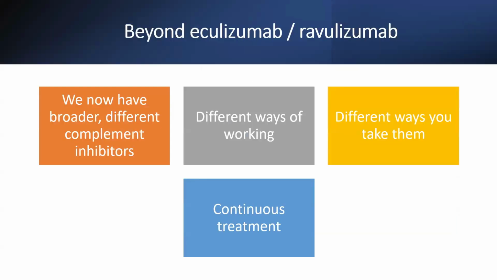And now, finally, this year and a bit more, we have treatment even beyond eculizumab and revolutimab. These drugs are designed to have even broader coverage of these complement proteins, so they're hitting a few more complement proteins than eculizumab and revolutimab are hitting. And because it's going broader, they've also designed it to work in different ways, with pills versus injections. But the bottom line is still continuous treatment, because these are non-curative therapies.